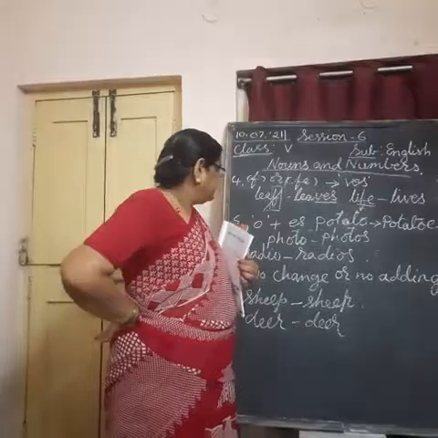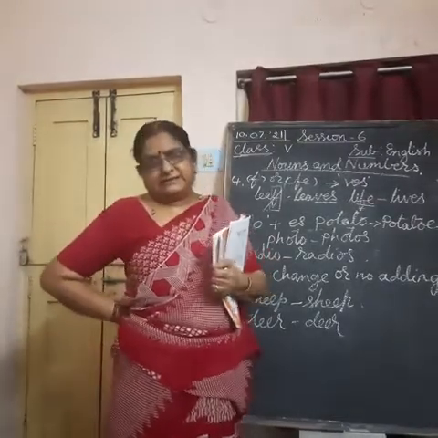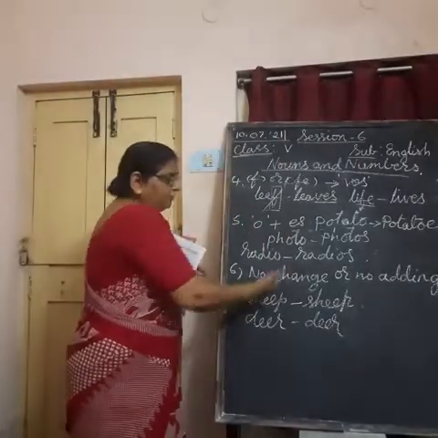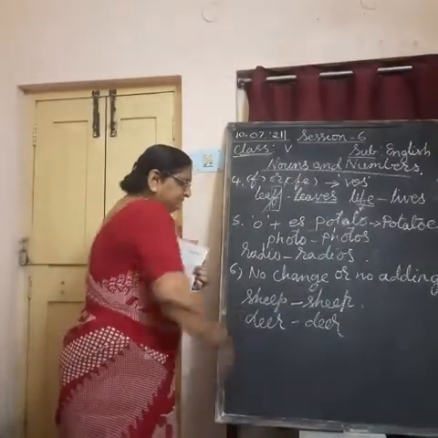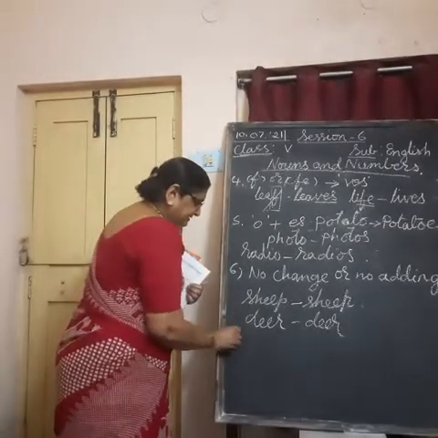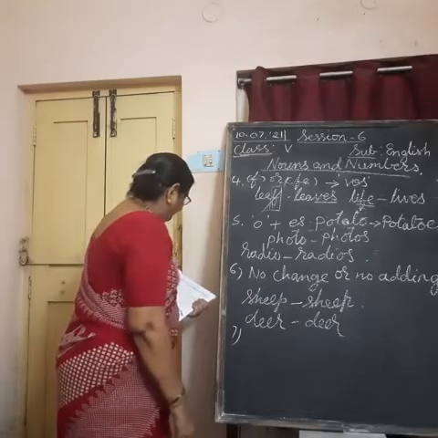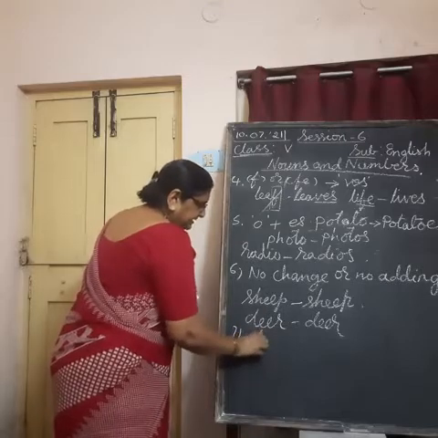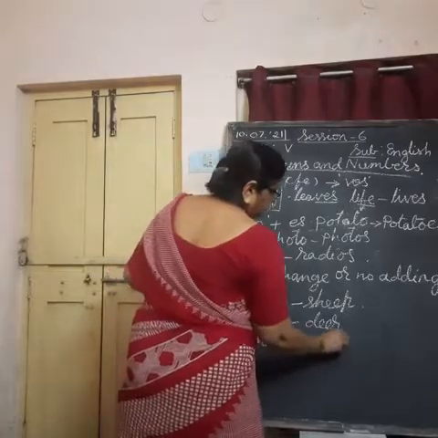Next, when the word ends with O, we added ES to it, or sometimes only S. Next case, we did not change anything or we did not add anything to it. Just how it is, same way we have to get the spelling. Last case, complete spelling will change. For example, change of spelling.